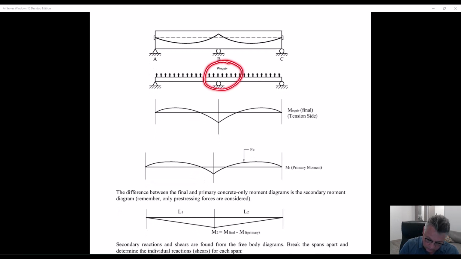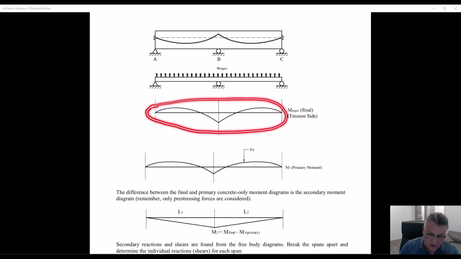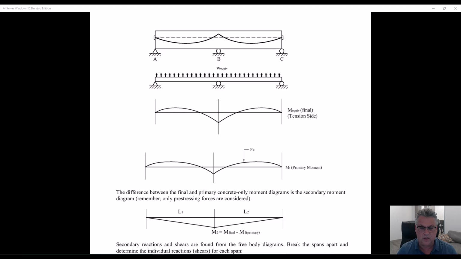Remember, we take the equivalent loads and put them on the beam. When that was statically determinate, we got the primary pre-stress moment diagram out of it. At every location, it was ordained that the moment on the concrete only would be the force times the eccentricity. That's not the case when we put these equivalent loads on a statically indeterminate beam. We're going to get a moment diagram, but it's not going to be F times E at all locations. It's not going to be F times E at any location, actually.